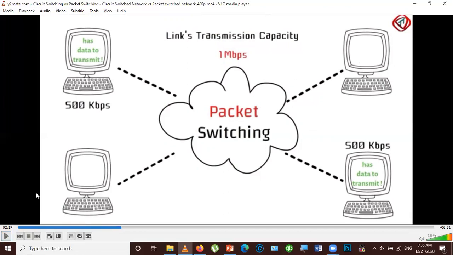If these two computers are not sending data from one place to another, and only these two computers are sending and receiving data, then this computer uses 500 kilobits per second, and this computer uses 500 kilobits per second. This way we can make maximum use of the capacity. So we can say that using capacity in this method is more efficient than circuit switching.